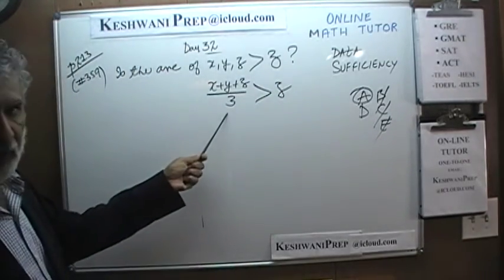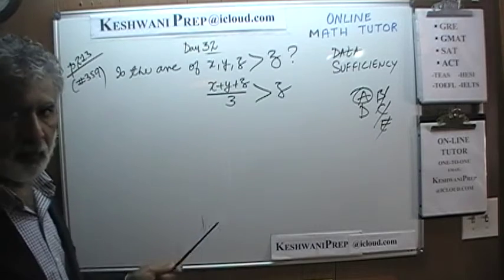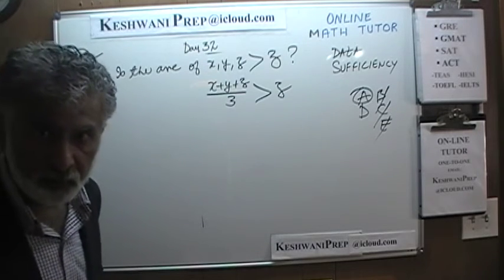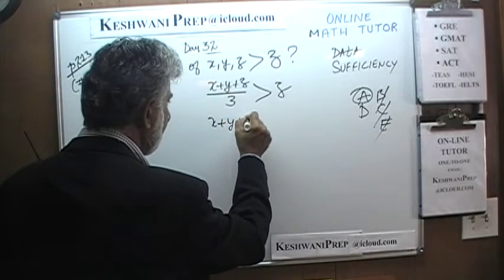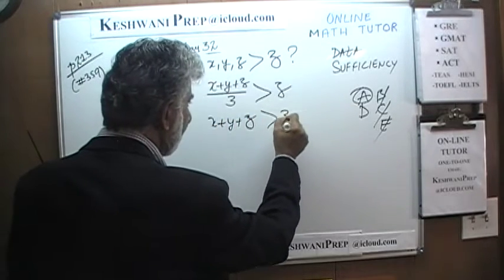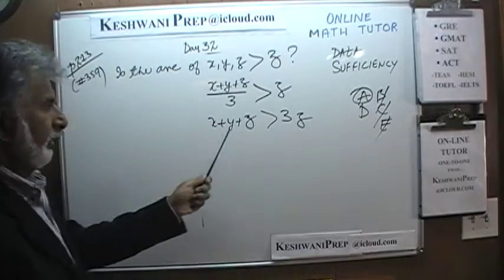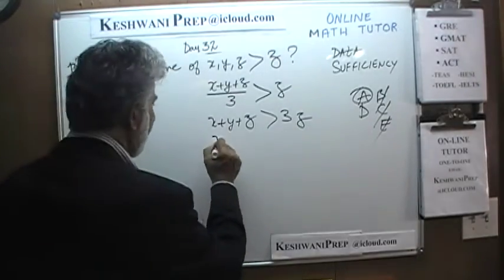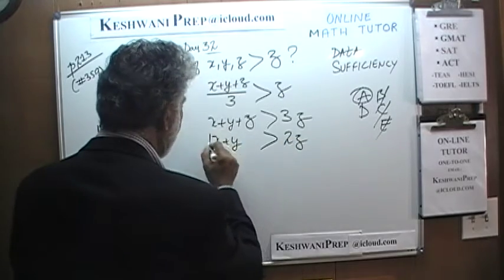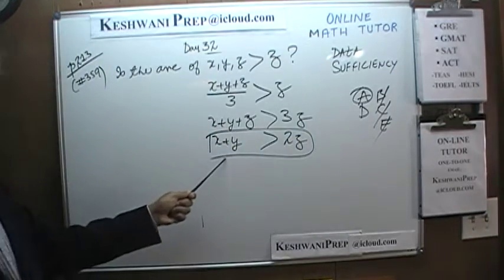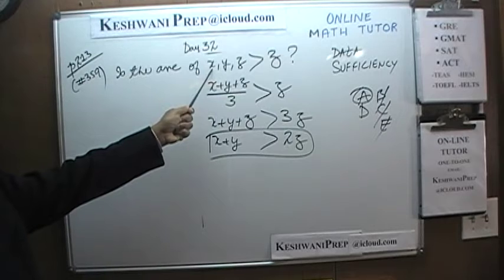Since 3 is obviously a positive number, we can multiply both sides of the inequality without worrying about the change in the direction of the inequality. So if we multiply both sides by 3, we end up with 3z. Let's bring z to the other side, and what we end up with is x + y > 2z. That is the question we need to answer. If we answer this question, we will have answered that question.